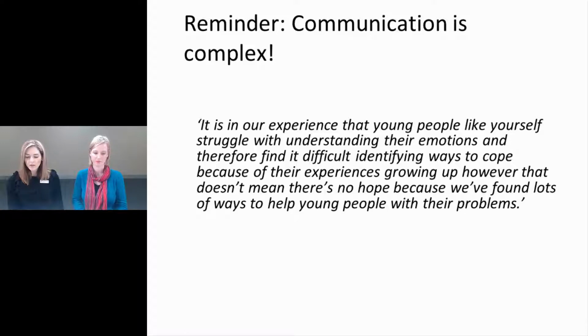That's okay, I'll read it out. It is in our experience that young people, like yourself, struggle with understanding their emotions and therefore find it difficult identifying ways to cope because of their experiences growing up. However, that doesn't mean there's no hope because we found lots of ways to help young people with their problems.